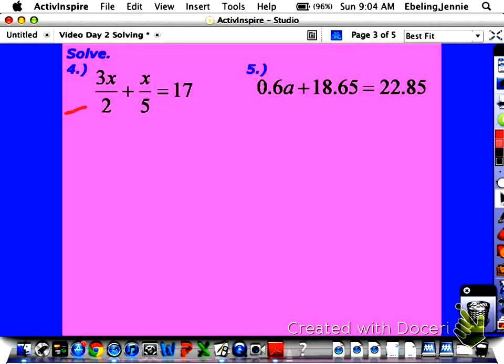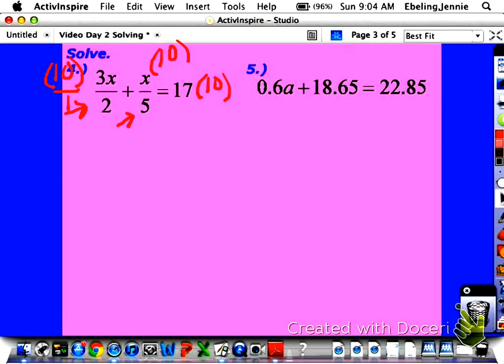So what I'm going to do is I see that I have this 2 here and I have this 5 here. And I want to get rid of those fractions. So I look at the 2 and the 5. They're both prime numbers. So I'm going to multiply every single piece, all three terms in this equation, by a number that both 2 and 5 divide into evenly. And that would be 10. They're both prime, so I just multiplied them together to get that 10.